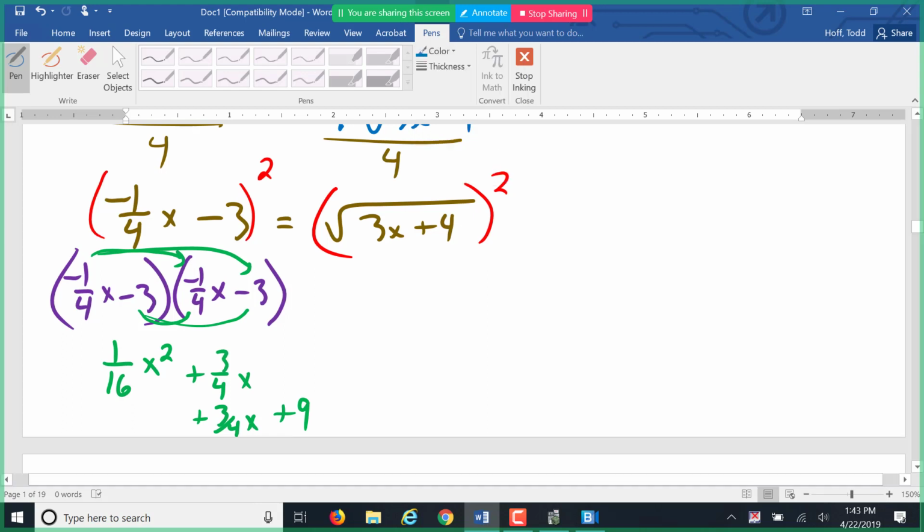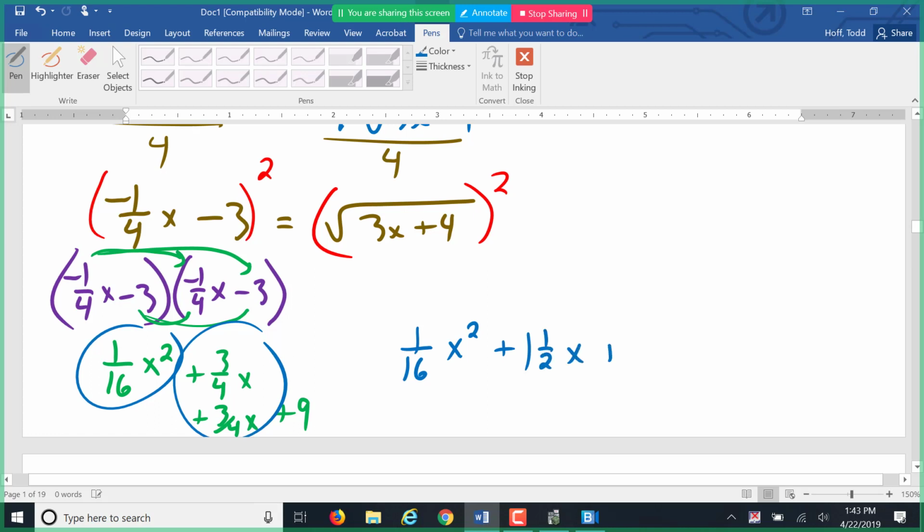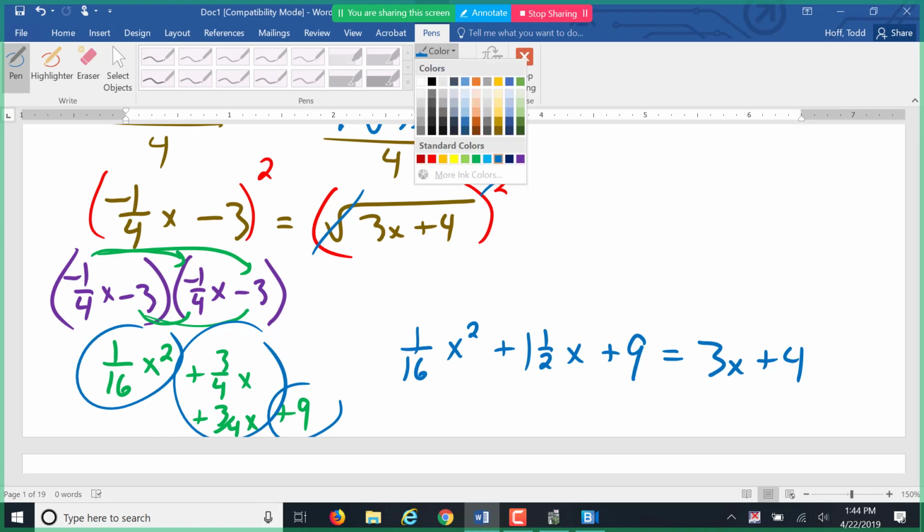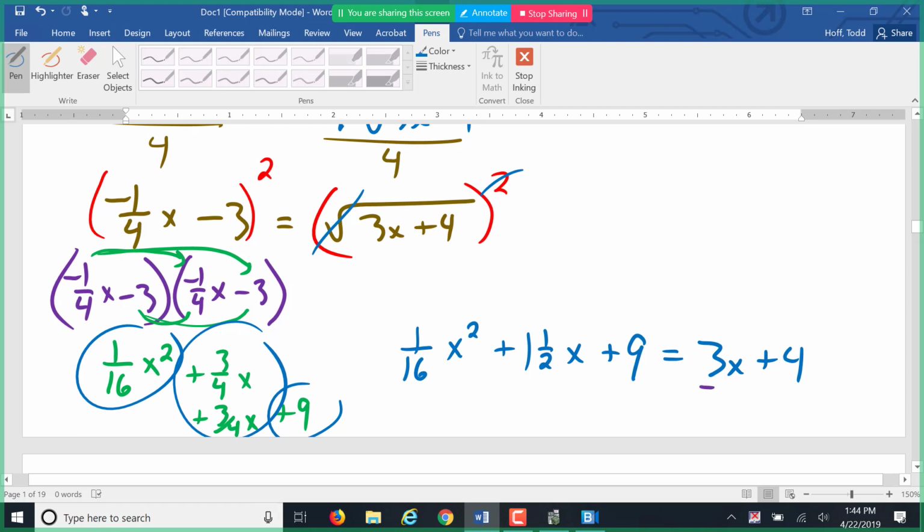So we've got 1/16 x squared, 3/4 plus 3/4 is 1.5 x, plus 9 equals, on the right side, the root and the squared cancel out. That's 3x plus 4. So now, there's an x squared in it. And when we have an equation that has an x squared and an x, we solve it by factoring.